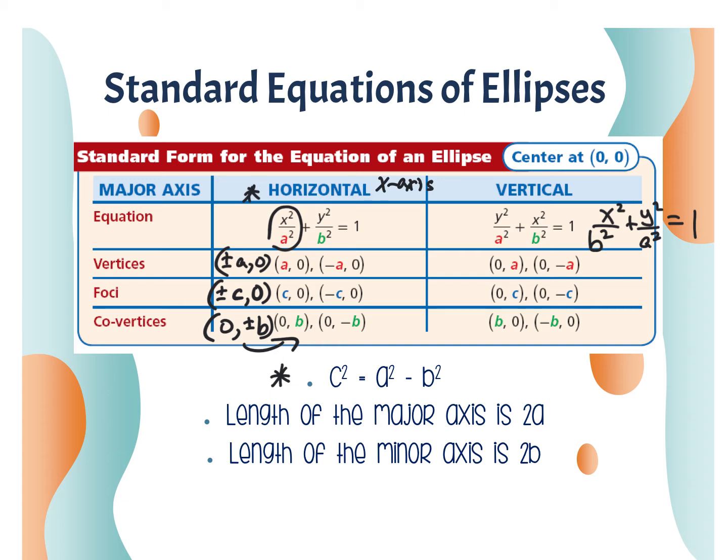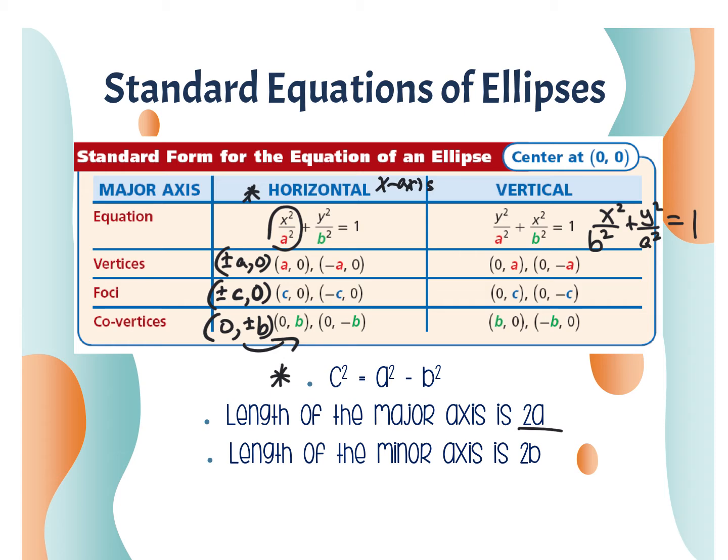Now, the length of the major axis is always equal to 2 times a. The length of the minor axis is always going to be equal to 2 times b. Now, this is only when the center is at the origin at 0, 0. So let's try some examples. Again, I know it's a lot until you start applying it.